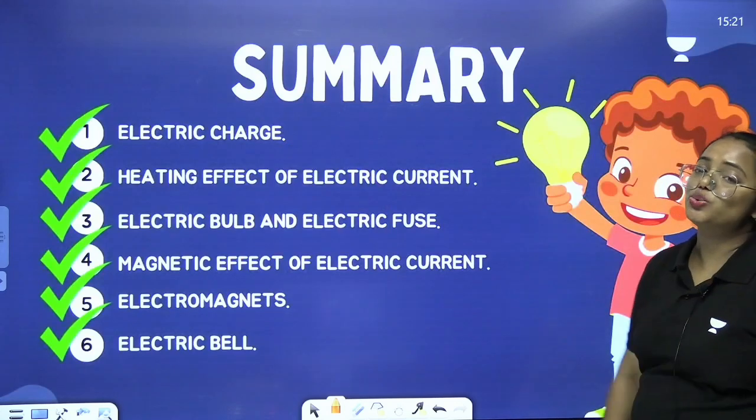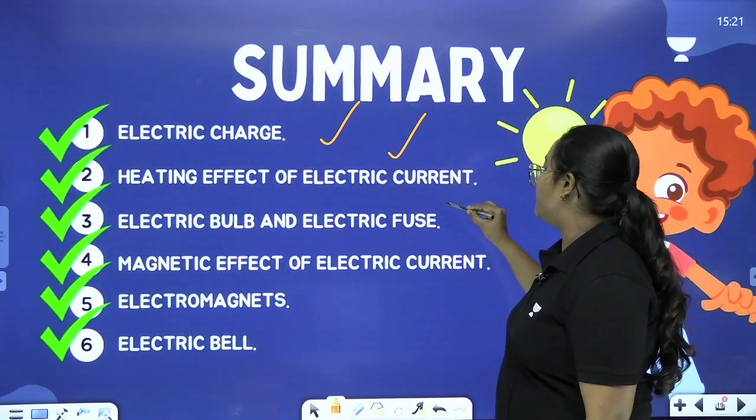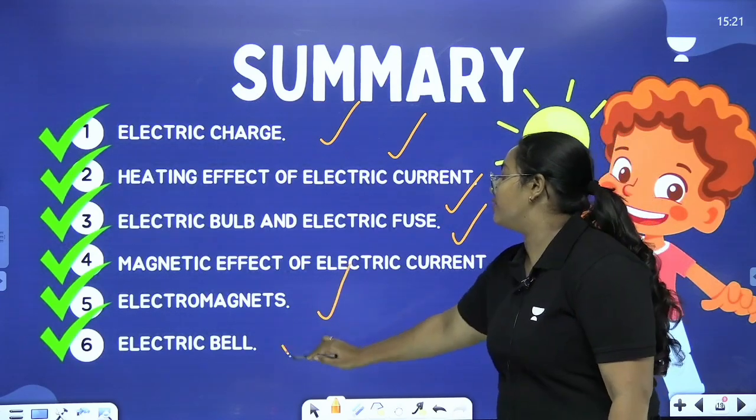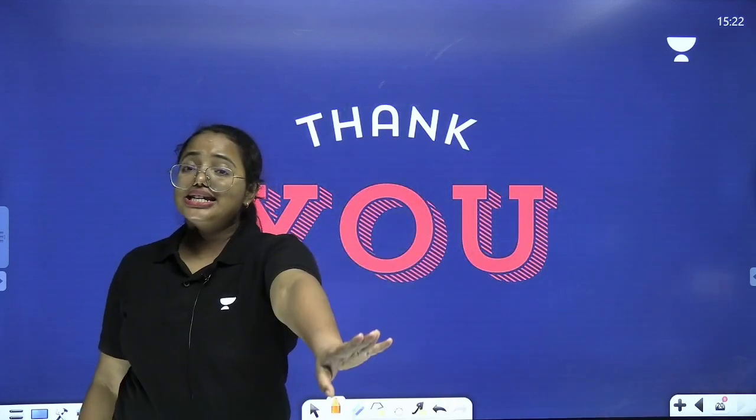And now we are moving towards the summary part. We started with electric charge, then we finished the heating effect of electric current, when we discussed the electric bulb and electric fuse, the magnetic effect of electric current, electromagnets, and finally the electric bell. So these are the topics that we discussed today, and I hope everyone liked it.